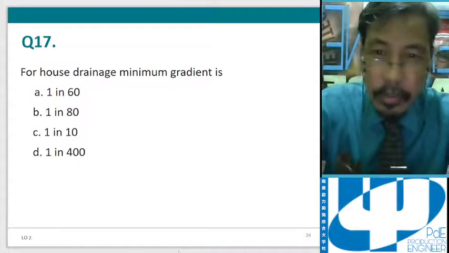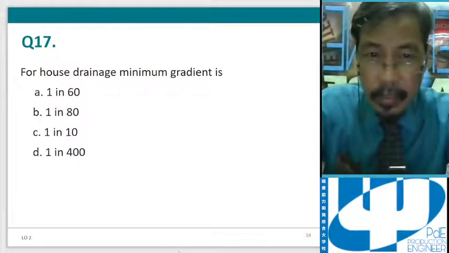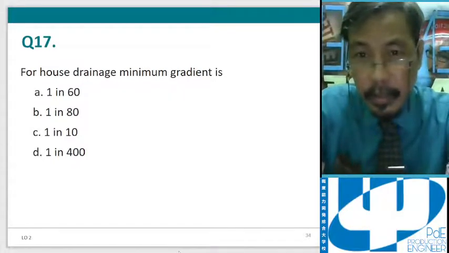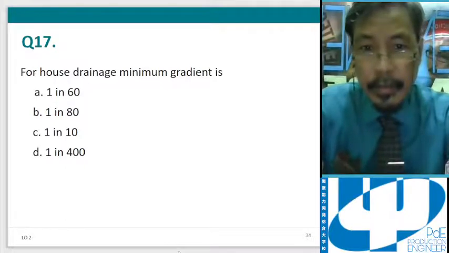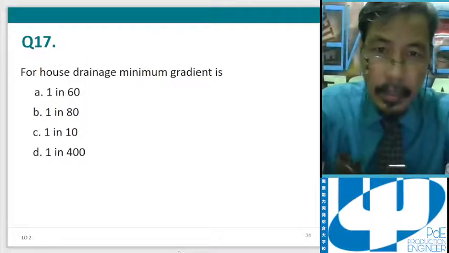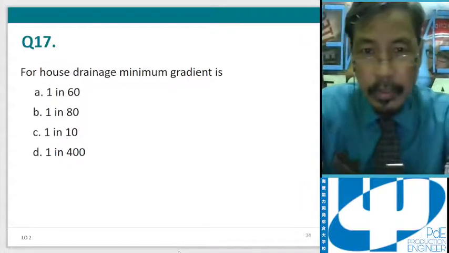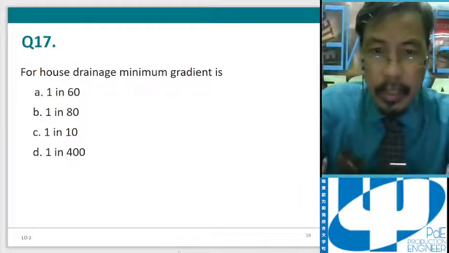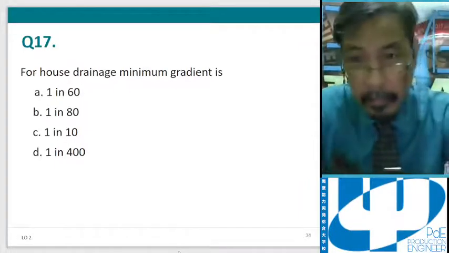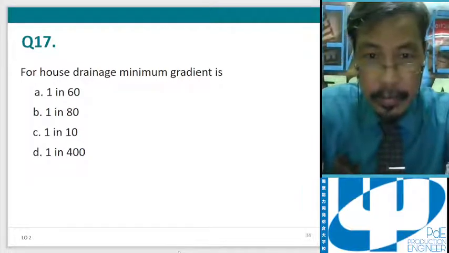Okay. Question 17. For house drainage, minimum gradient is. This is house drainage. 1 in 60, 1 in 80, 1 in 10, 1 in 400. Supposed to be letter A.